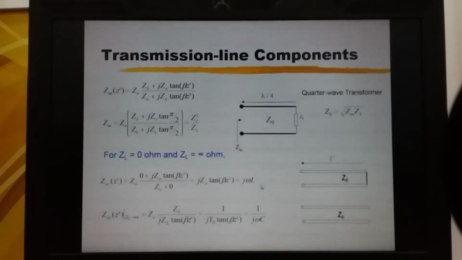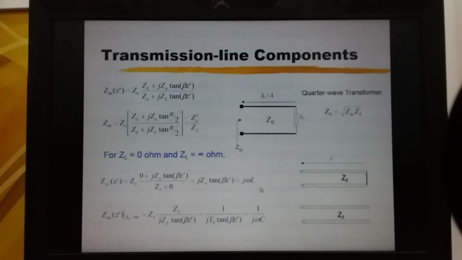We see that a transmission line shorted at the end is equivalent to an inductor, where the inductance can be found using this equation. And we can get any inductance that we need by controlling Z0 or by controlling the length of the transmission line.